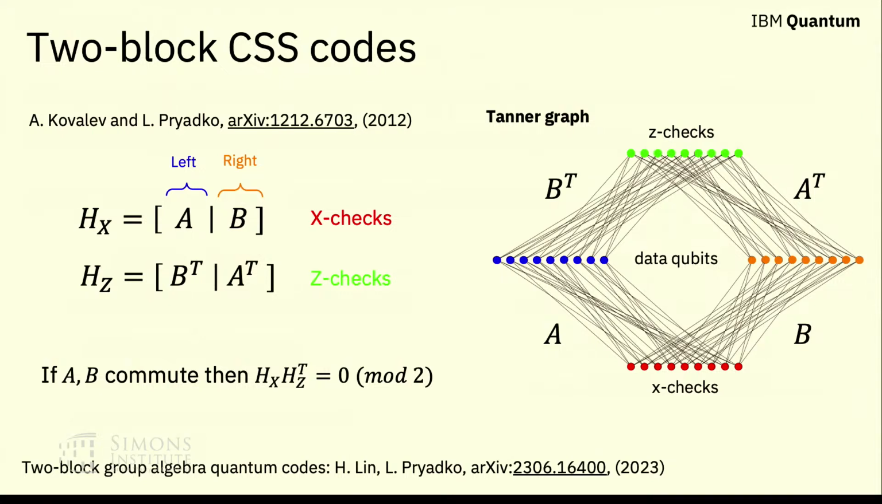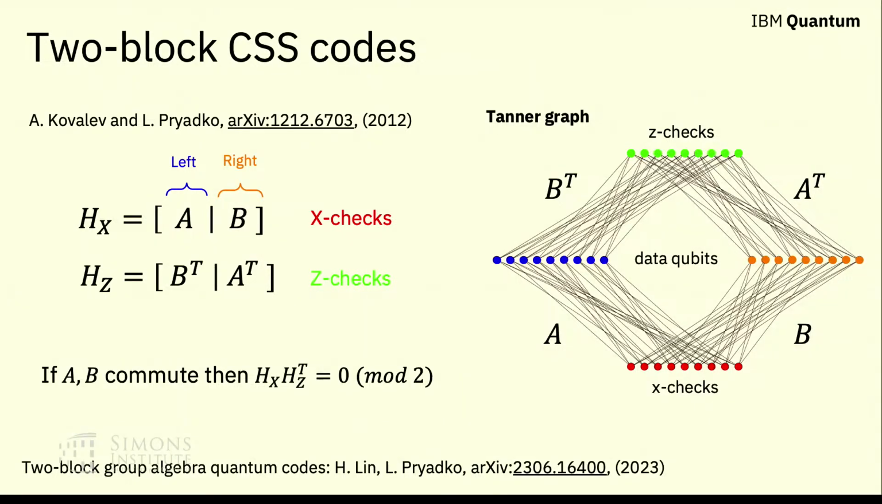So it starts with designing the code. The general category that we'll look at are what are known as two-block CSS codes. These are CSS codes, like we heard about this morning, which means that there are both X and Z parity checks. The two-block part of the name comes from the fact that you separate the qubits into left and right qubits. The reason you do this is to make the commutation H_X H_Z transpose equals 0 easier to work with.